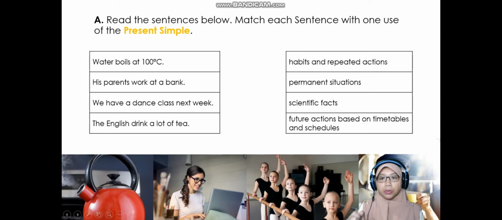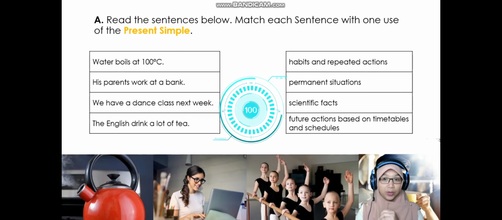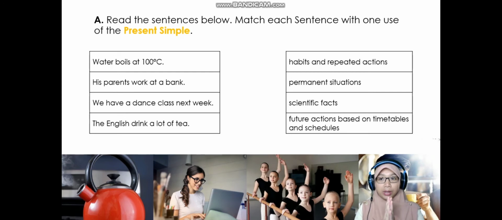Alright, let's take a look at number 1. I'm going to give you some time. You can pause the video first, write down in your exercise book and try to do it. Match the sentence with the use of present simple. Give it a try first, and later we're going to discuss. You can pause the video first, alright? Okay, now you are ready.